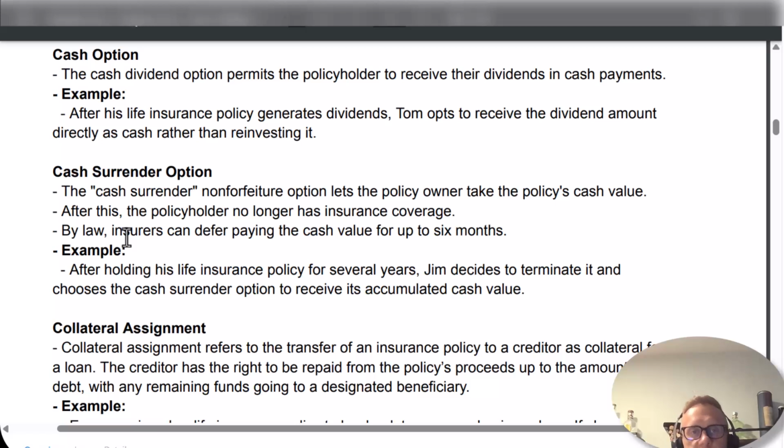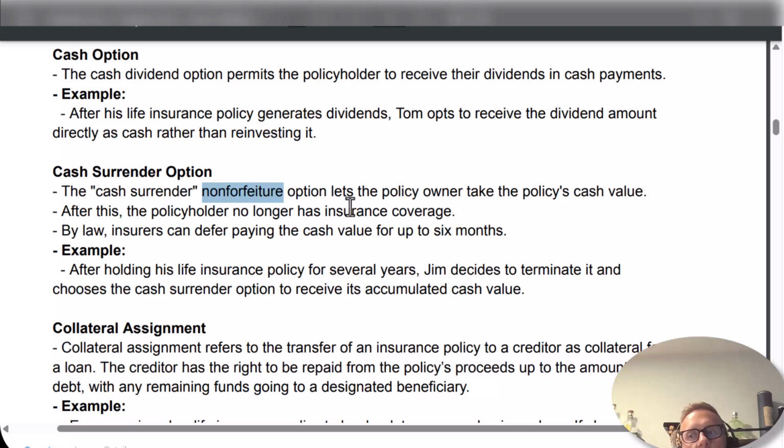So for life insurance, as cash value builds within the policy, there are non-forfeiture options, is what these are called. Non-forfeiture options means it cannot be forfeited. Like you can't just lose it. All right, so you can't just lose that cash value and what's in there.